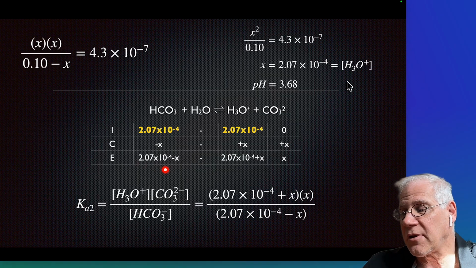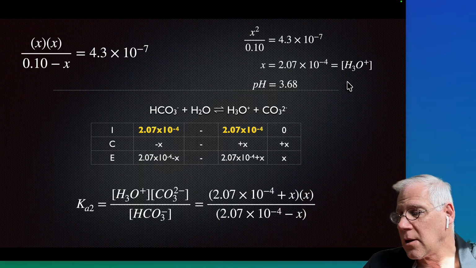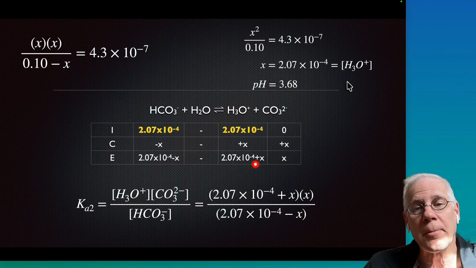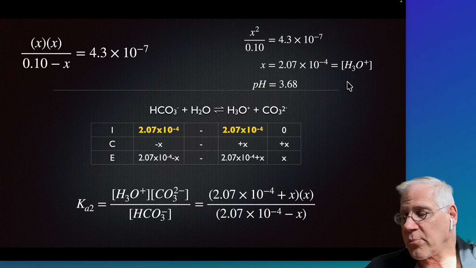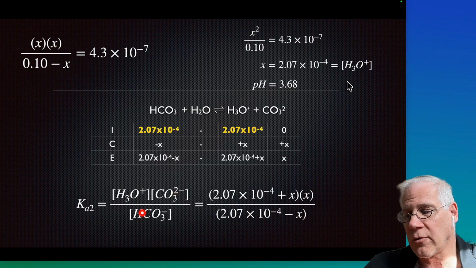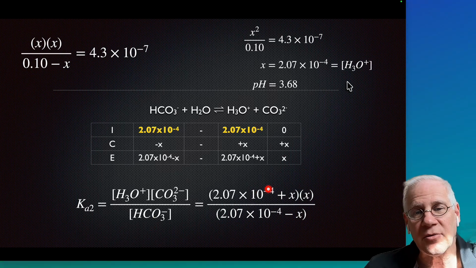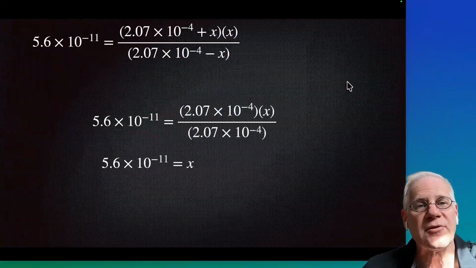So now we have 2.07 times 10 to the minus 4 minus X for my new bicarbonate, 2.07 times 10 to the minus 4 plus X for the new hydronium concentration, and just X for the carbonate ion concentration. So if we plug this into our Ka2 equation, we have H3O plus times CO3 2 minus over HCO3 minus. That's going to be equal to these values from the icebox. I'm not going to read all those out. And we get that here. I'll move that over to the next page and see what we get.